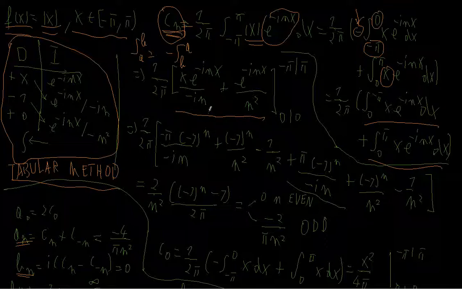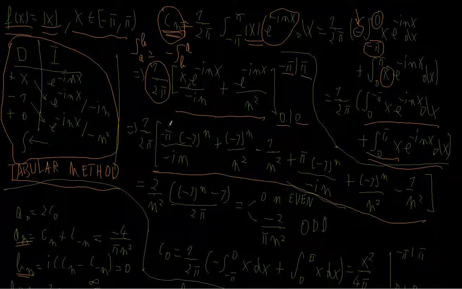So x times e to the negative i n x over negative i n plus e to the negative i n x over n squared, and I have this 1 over 2 pi here in front. And so first my integral boundaries are 0 and negative pi, and then in the second case are 0 and pi. So if I plug in everything, so here from 0 to negative pi and then here from 0 to pi, I get the following.